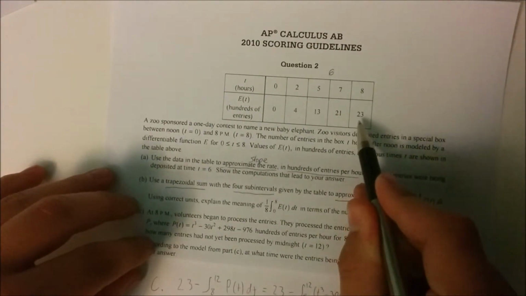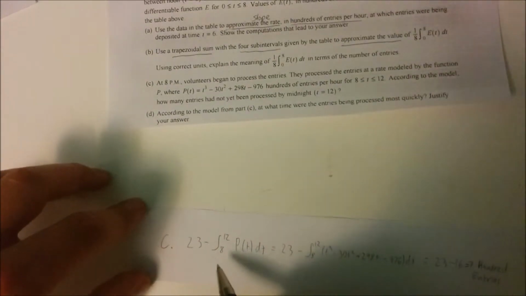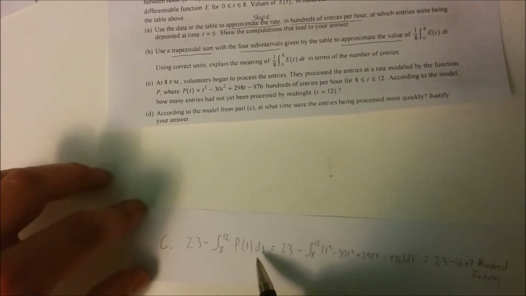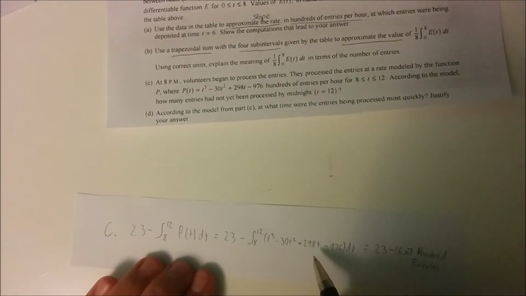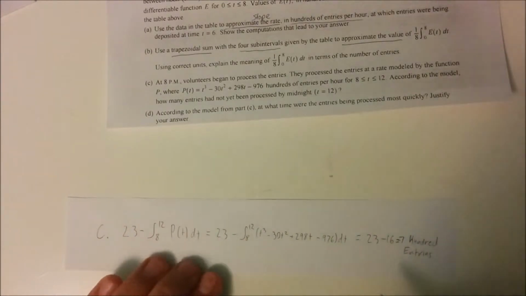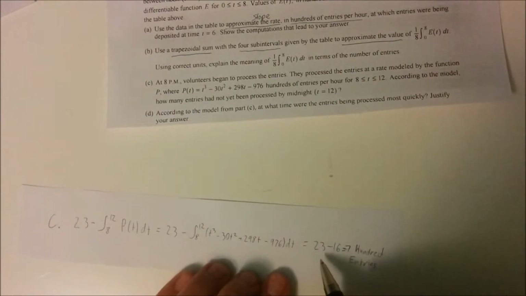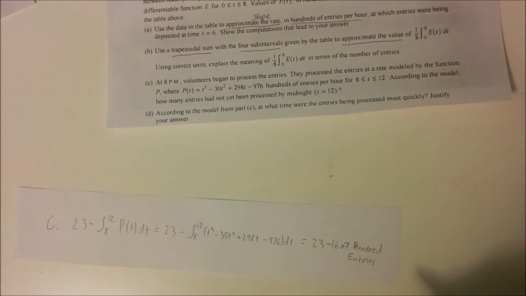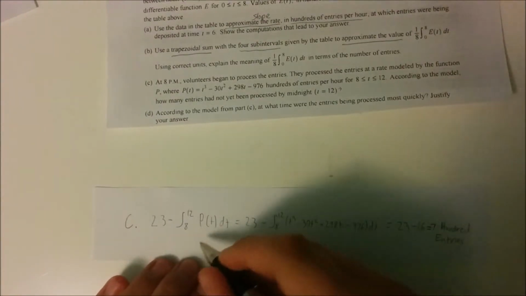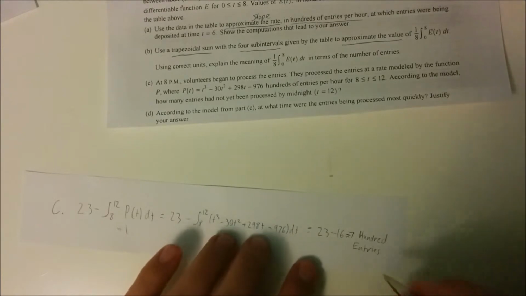To find that, we need to have the final number of entries. There were 2,300 entries, so we have 23, and you subtract the integral from 8 to 12 of P of t dt, which is 23 minus the integral from 8 to 12 of t cubed minus 30t squared plus 298t minus 976 dt. So you get 23 minus 16 equals 7, and it's in hundreds of entries, so you get 700 entries. For this, you get 1 point for having this integral and 1 point for the answer.